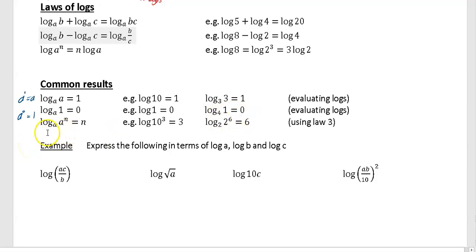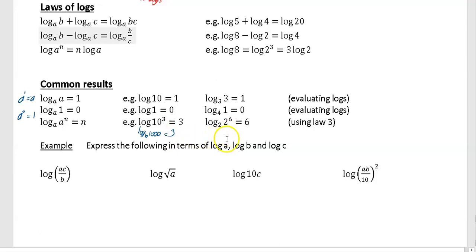And the last one, you have log to the base a of a to the power of n is equal to n. So for example here, you have log to the base 10 of 10 to the power 3 is just going to equal 3. And if you can think why that is, 10 to the power 3 is going to be 1000. So you can see numerically why it is, as 10 to the power 3 gives you 1000.